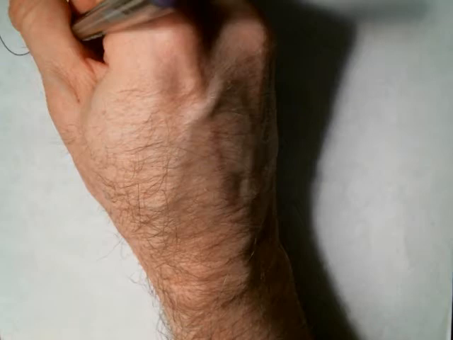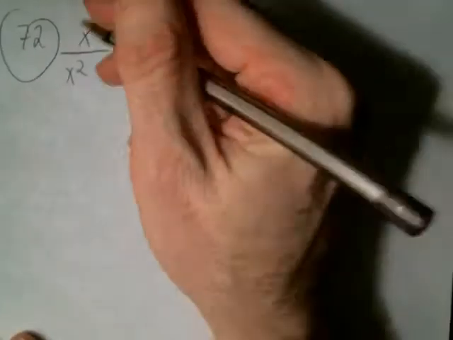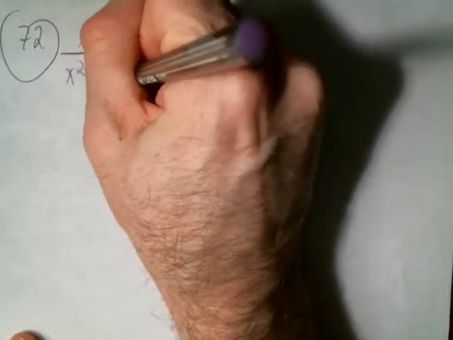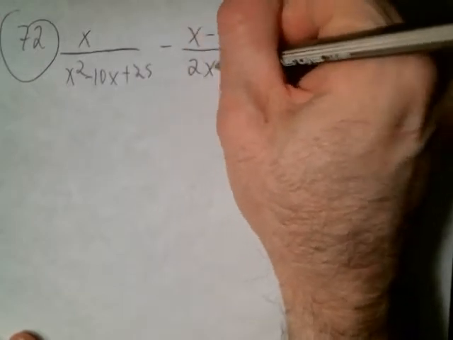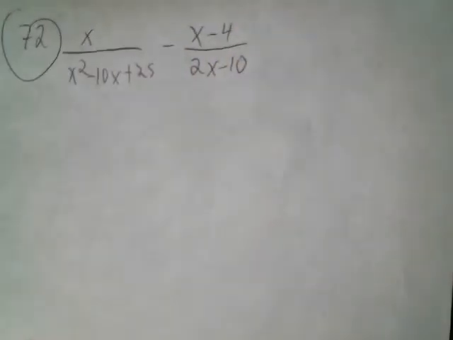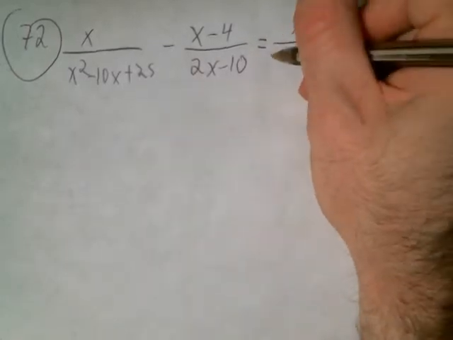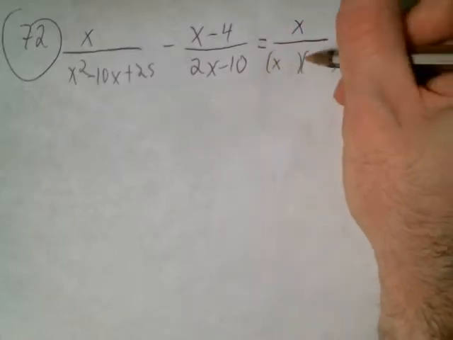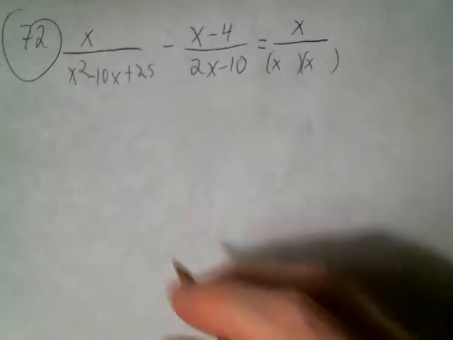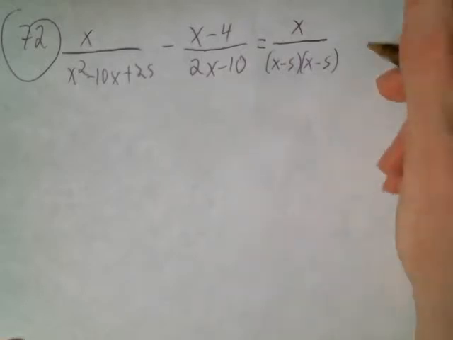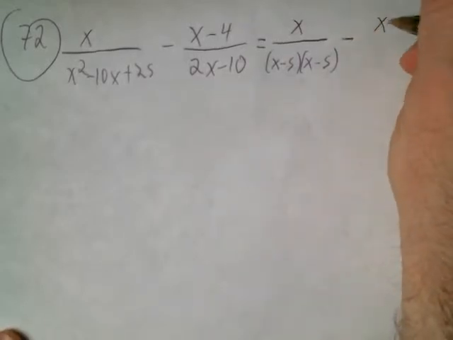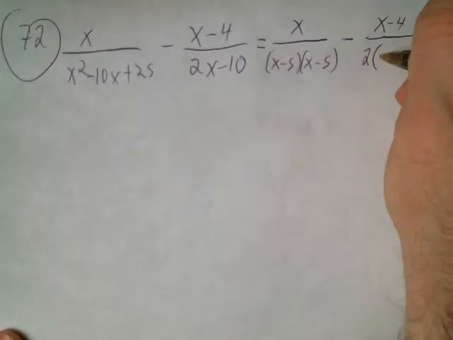Let's keep going. 72, we have x all over x squared minus 10x plus 25, and then minus x minus 4 all over 2x minus 10. I need to factor those denominators, see what I'm looking at. Hoping it's x minus 5, right? I think it is. And then the other guy, factor a 2 out.